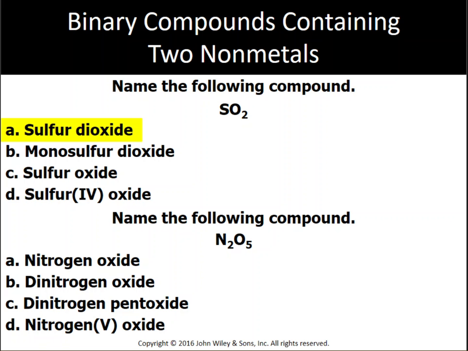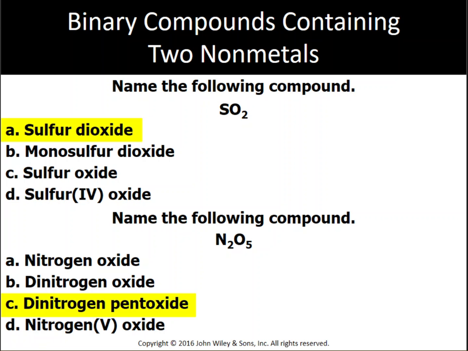Now let's look at another one, N2O5. This also represents a molecular compound because nitrogen is a nonmetal. Oxygen is also a nonmetal, so we gotta use prefixes to name them. You have 2 nitrogen, that becomes dinitrogen. And you have 5 oxygen, pentoxide. So you name this as dinitrogen pentoxide.